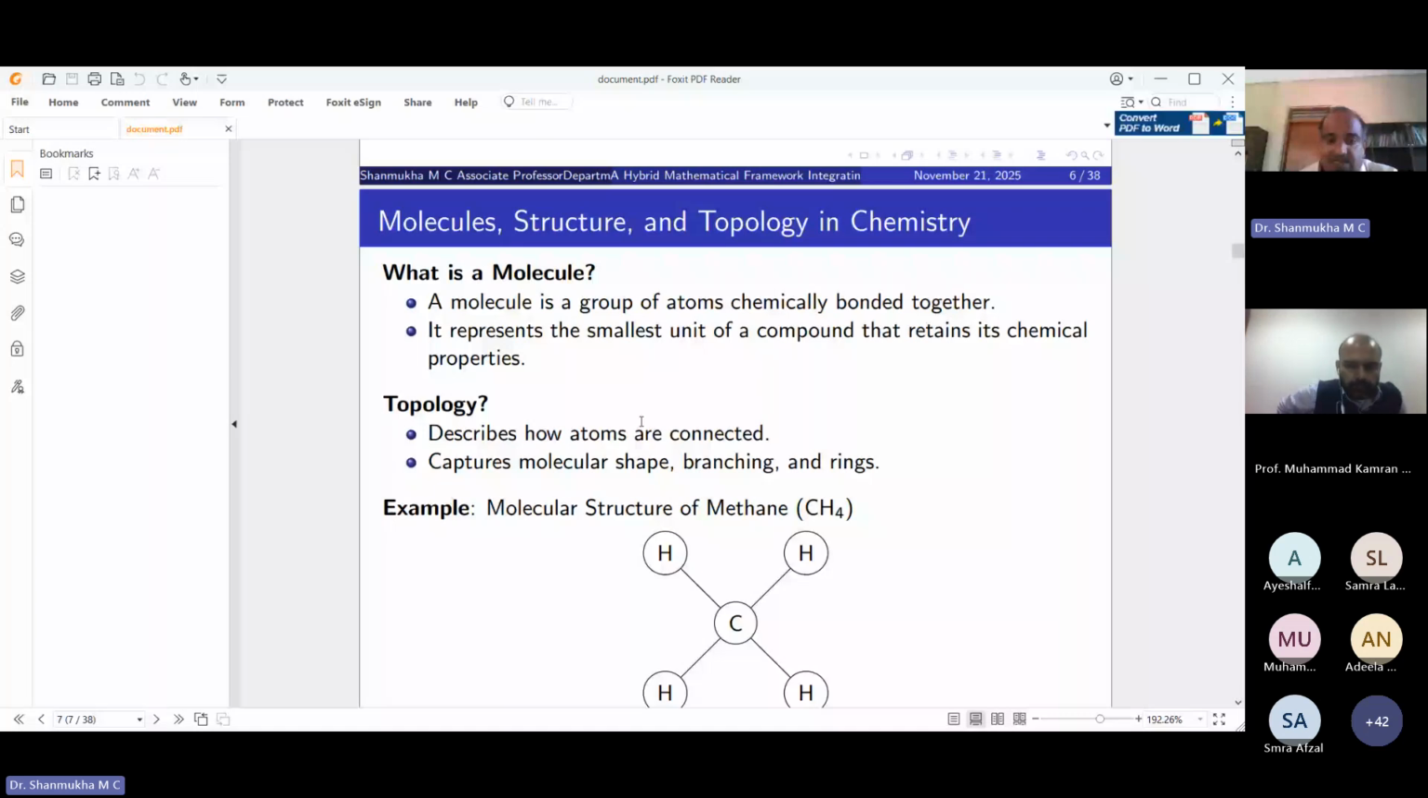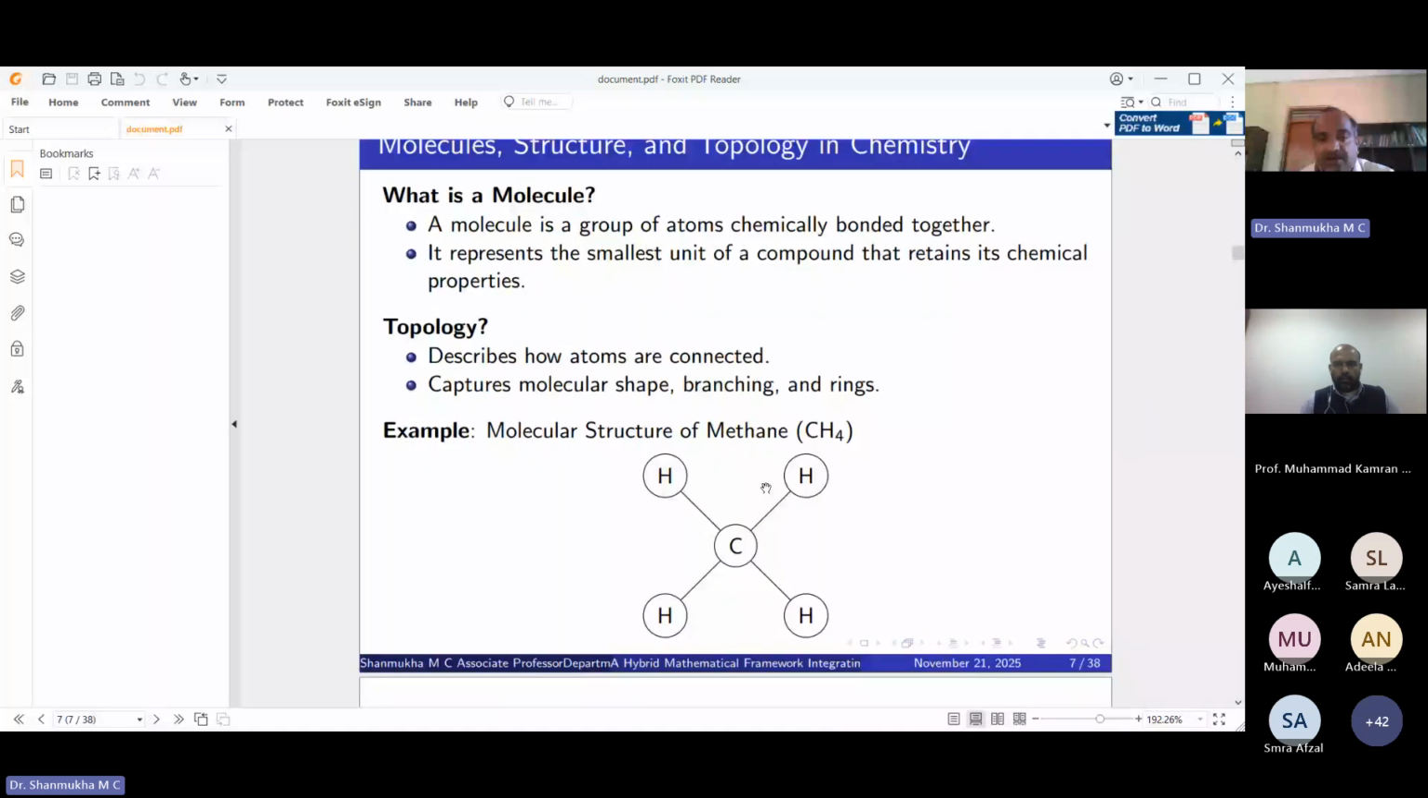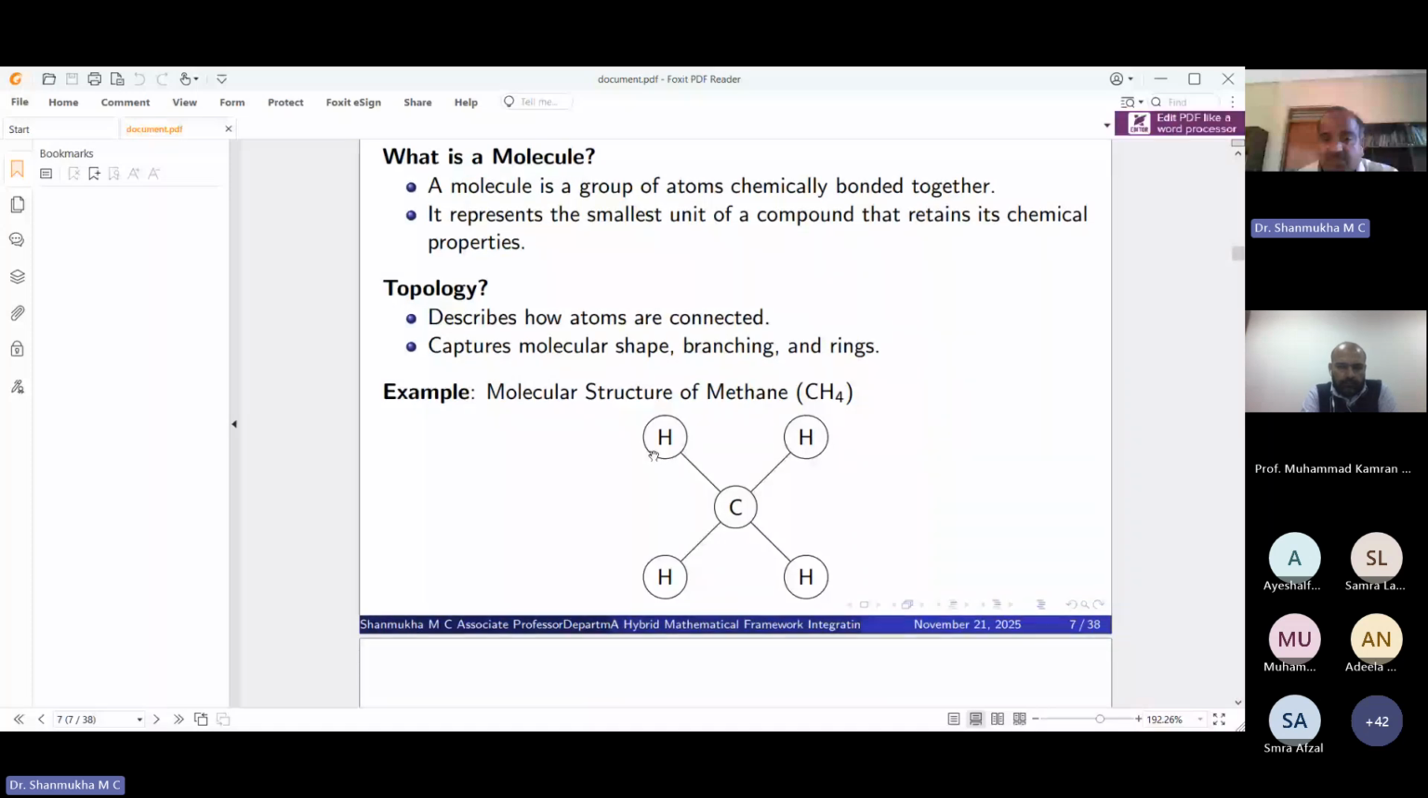Example, here we consider the molecular structure of methane. Already we know that the formula of methane is CH4. It means one carbon atom and 4 hydrogen atoms. So here 4 hydrogen atoms are connected with one carbon atom. So it is called the molecular structure of methane.